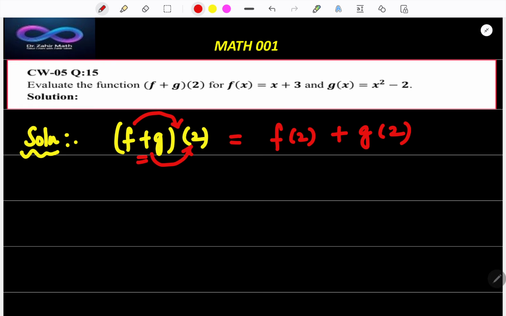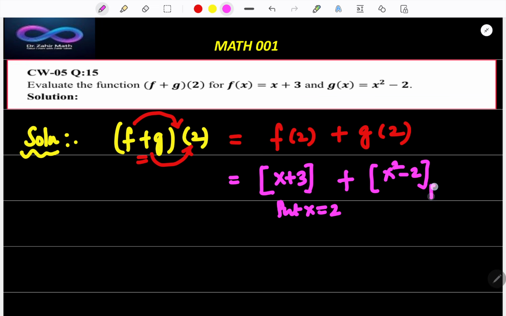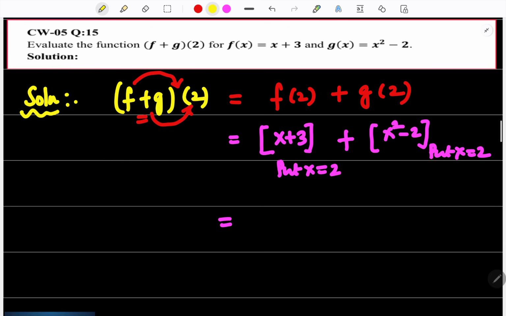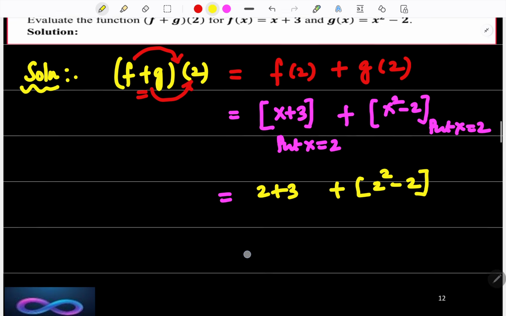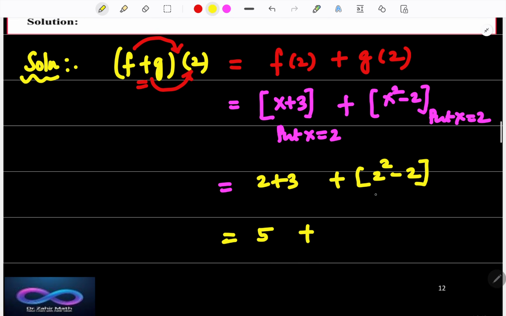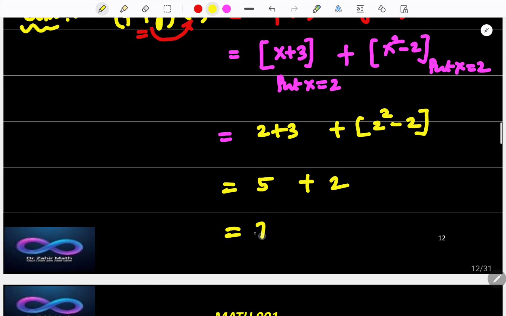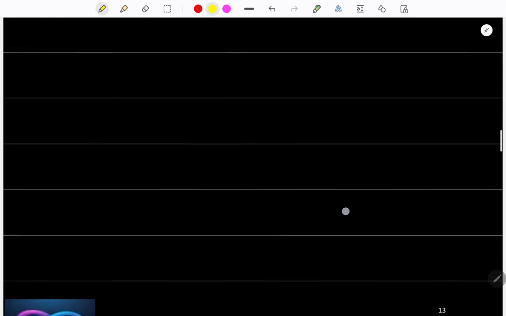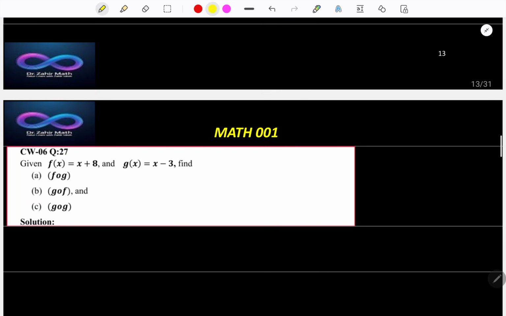Okay. Right. So what is your f of 2? It means you go to f of x. What's your f of x? X plus 3. In this you are going to put what? X is equal to 2. Plus what is your g of x? Your g of x is x square minus 2 and you are going to put x is equal to what? 2. So this equals, what happens? 2 plus 3 plus this is 2 square minus 2, which is equal to 2 plus 3 is 5. 4 minus 2 is 2. So which is equal to what? 7. Clear?